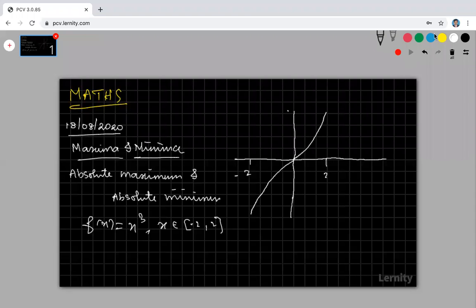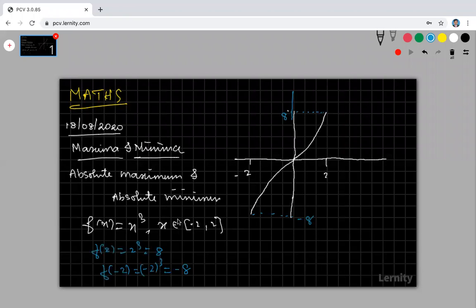Now this is my y is equal to x cube. Here it is plus 8, here it is minus 8. When x is equal to 2, my y is equal to 2 cube, that is 8. When x is equal to minus 2, minus 2 the whole cube is minus 8. So f of 2 is equal to 2 cube, that is 8, and f of minus 2 is minus 8. In this interval, from the diagram, I can easily calculate that.